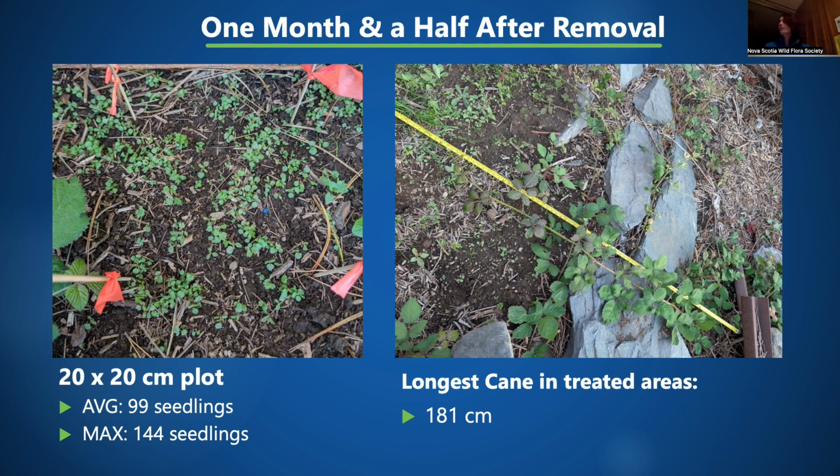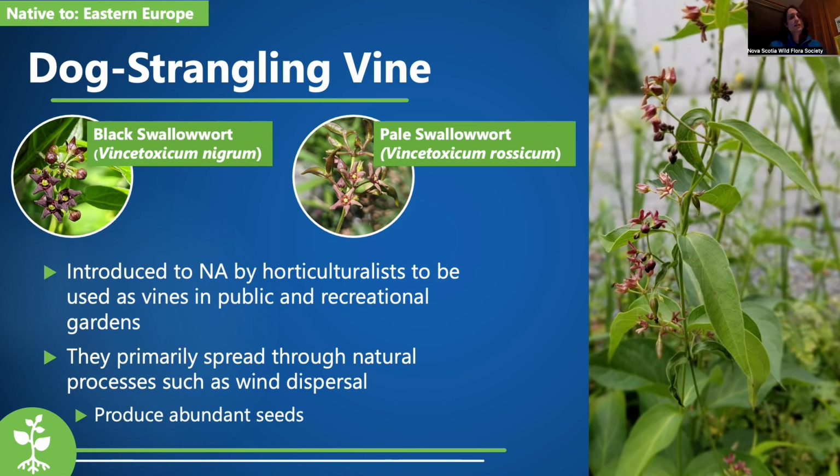And then the next one I want to talk about is dog strangling vine. This is another one that we're quite concerned about in the province. There are two different species that are referred to as dog strangling vine. So you've got black swallowwort as well as pale swallowwort. Despite its name, it's not known to strangle dogs, but it does definitely strangle plants, that is for sure.